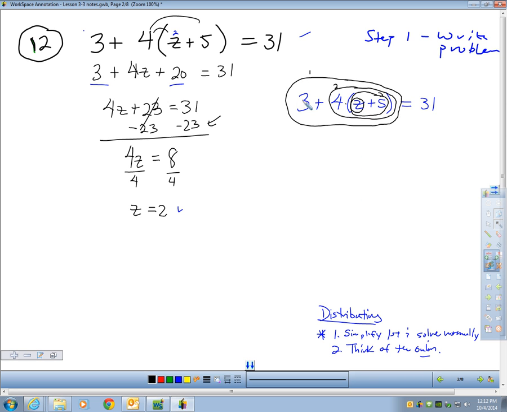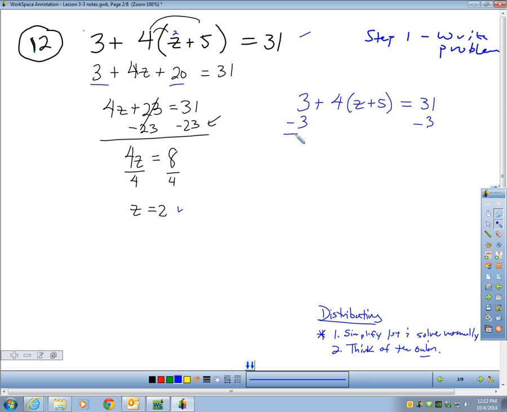So let's peel away the first layer. That would be subtract 3. So let me undraw my onion just to make it easy to see the work. So my first layer to get rid of is that plus 3 layer. I'll subtract 3. And when I do that, I get 4 times Z plus 5 on the left, and I have 28 on the right.